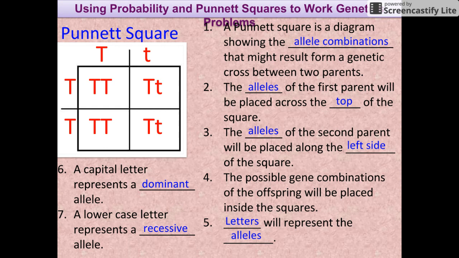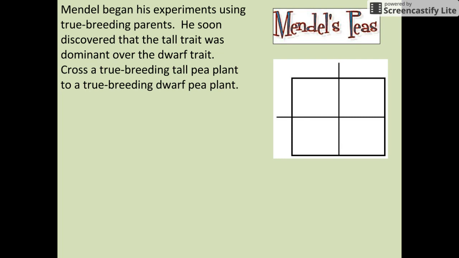Mendel began his experiments using true breeding parents. He soon discovered that the tall trait was dominant over the dwarf trait. Cross a true breeding tall pea plant to a true breeding dwarf pea plant. So what is the genotype of the first parent? If it is a true breeding tall pea plant, then all of its children will always be tall. Okay, so it has to be homozygous dominant, or capital T, capital T.